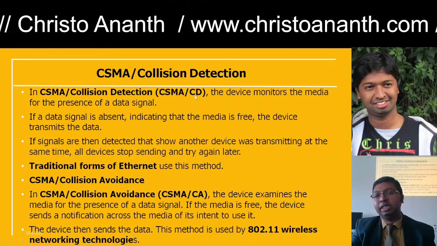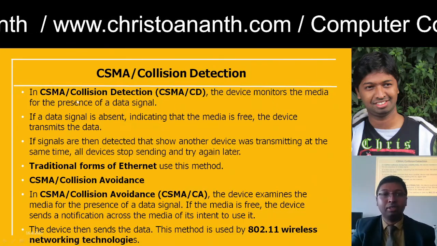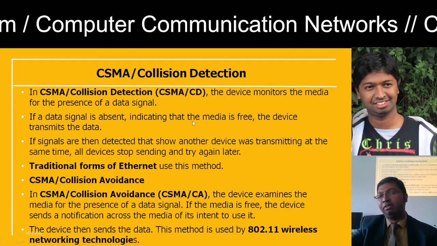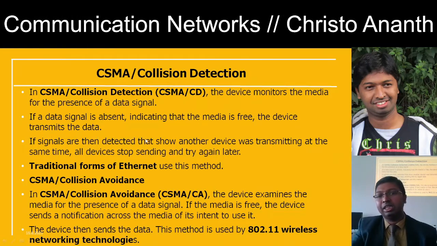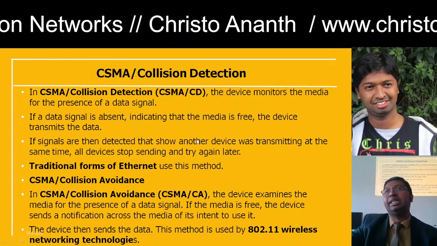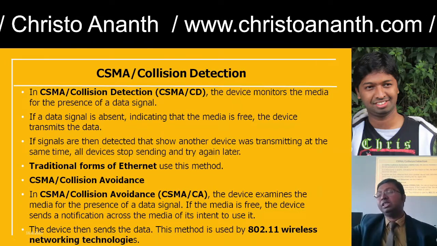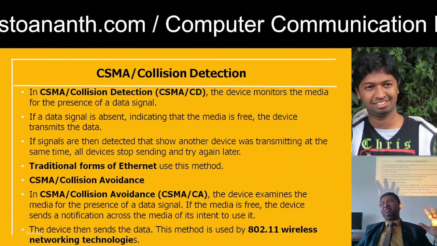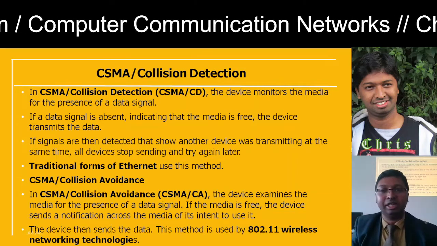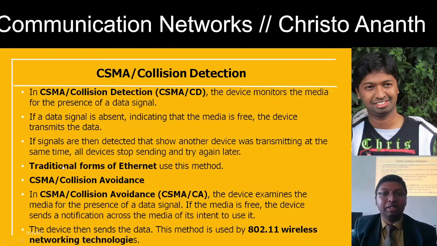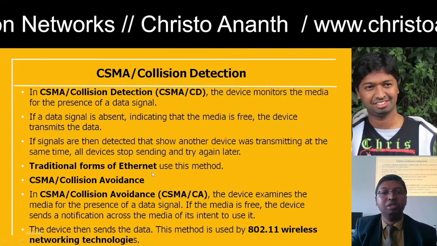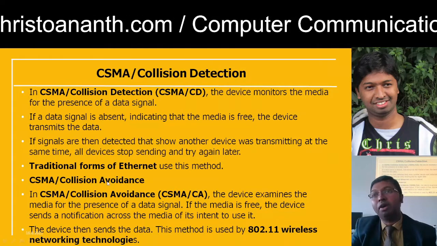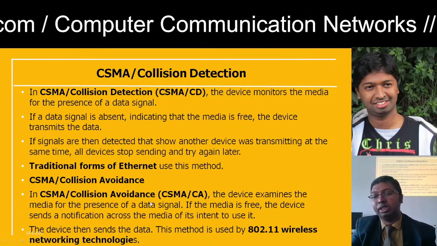In the CSMA/CD procedure, the device monitors the media for the presence of a signal. If the signals are absent, the media is free and the device can transmit data. If the signals are detected, another device is transmitting, so all the other devices should keep quiet and wait until it ends its transmission. Traditional forms of Ethernet use this method. We already discussed the detection procedure. Now we discuss the avoidance procedure, CSMA/CA, collision avoidance.